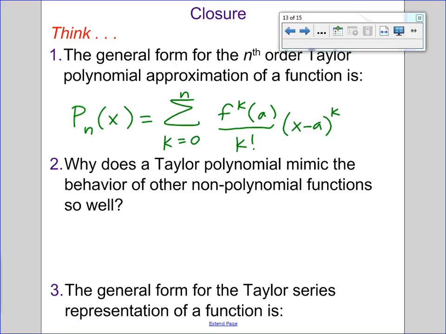All right, why does the Taylor polynomial mimic the behavior of other non-polynomial functions so well, including sine, cosine, e to the x, all our transcendentals? What is it about a Taylor polynomial that makes it match behavior so well? Did you guys come up with anything to share? No? Let's think about how we constructed our Taylor polynomial. What was our first step for constructing the Taylor polynomial for Bellwork? What did you do first?